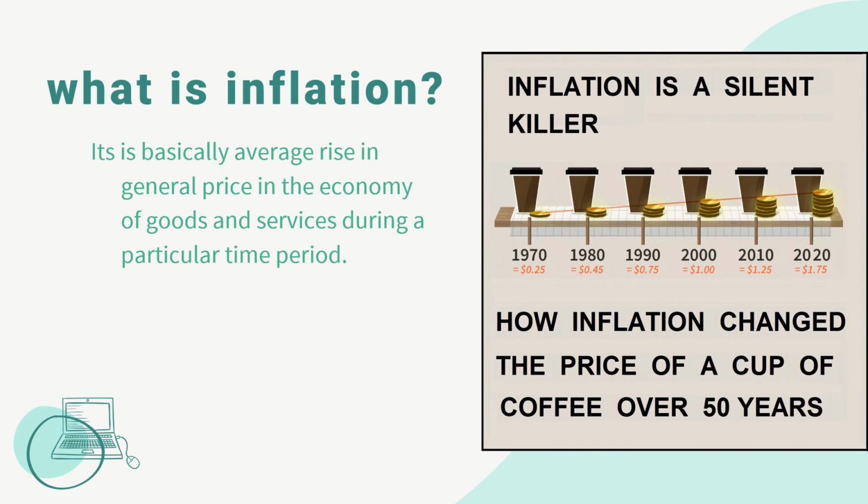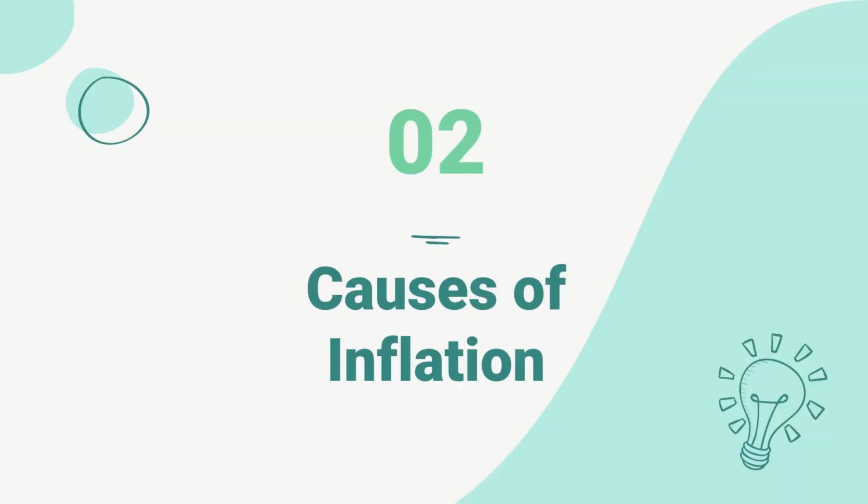So there is an increase in prices by 1.5 dollars. Okay, so this is just an example. Otherwise inflation is calculated for overall goods and services in the economy. Next is causes of inflation. So what causes inflation, what types of inflation do we have?